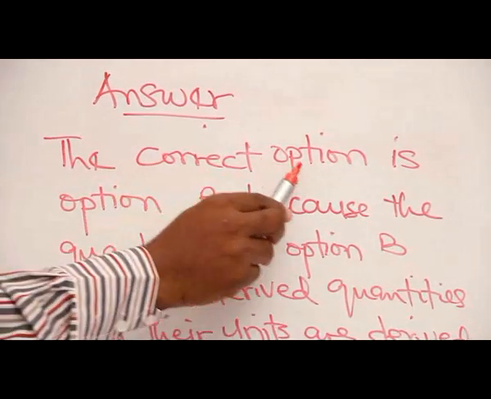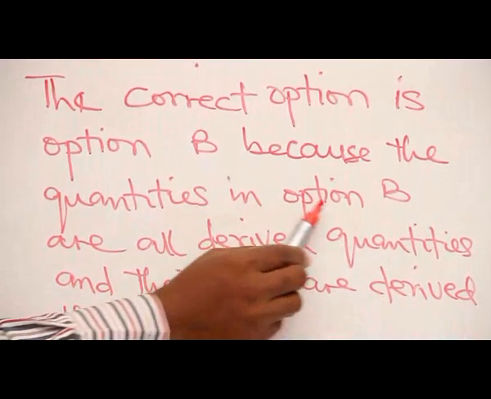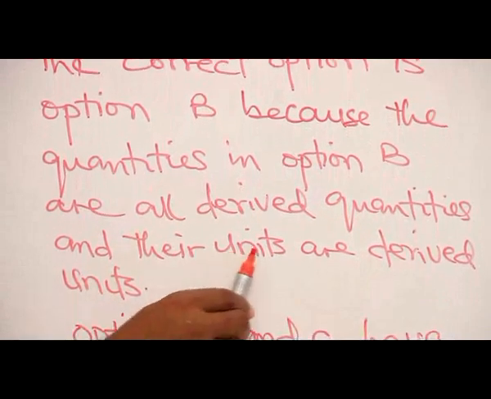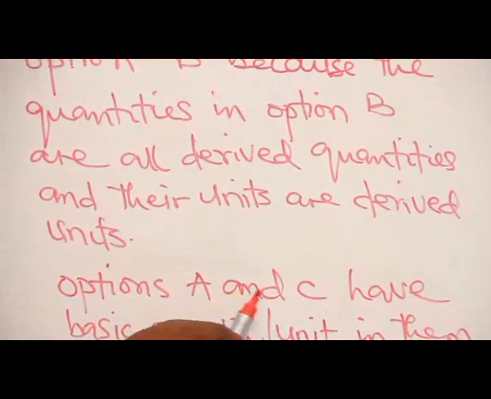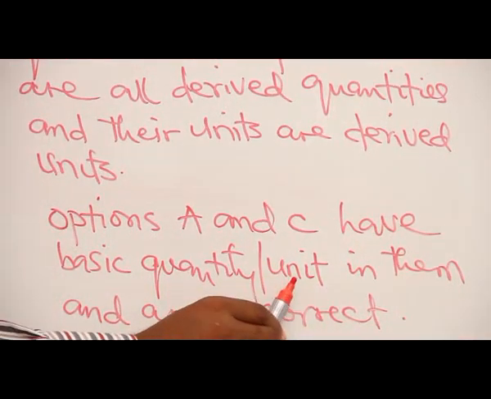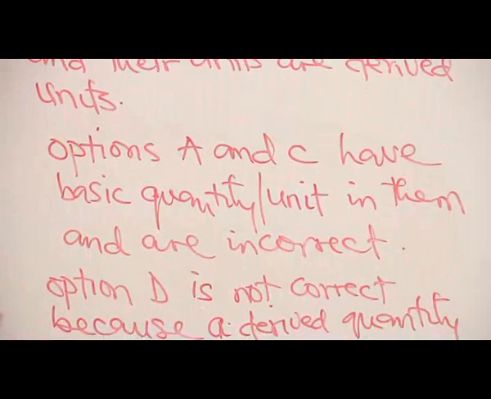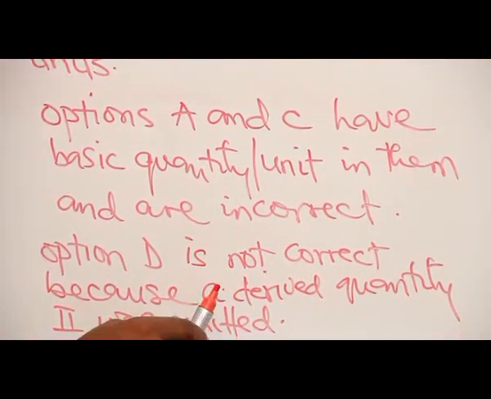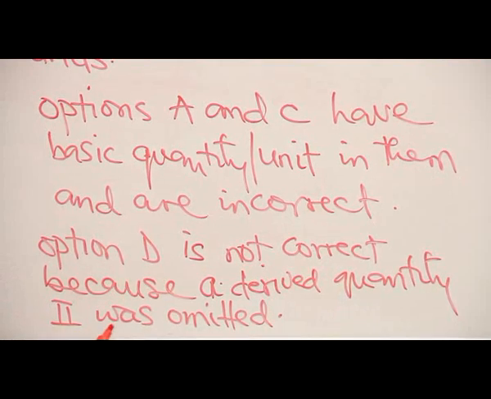The correct option is option B, because the quantities in option B are all derived quantities and their units are derived units. Option A and C have basic quantity and therefore basic unit in them and are incorrect. Option D is also not correct because a derived quantity, number 2, force, was omitted.